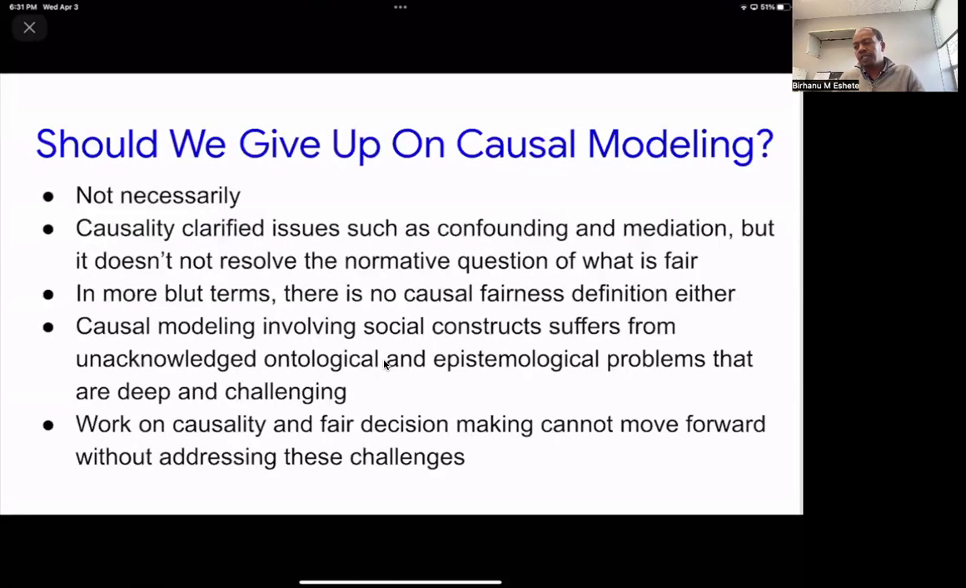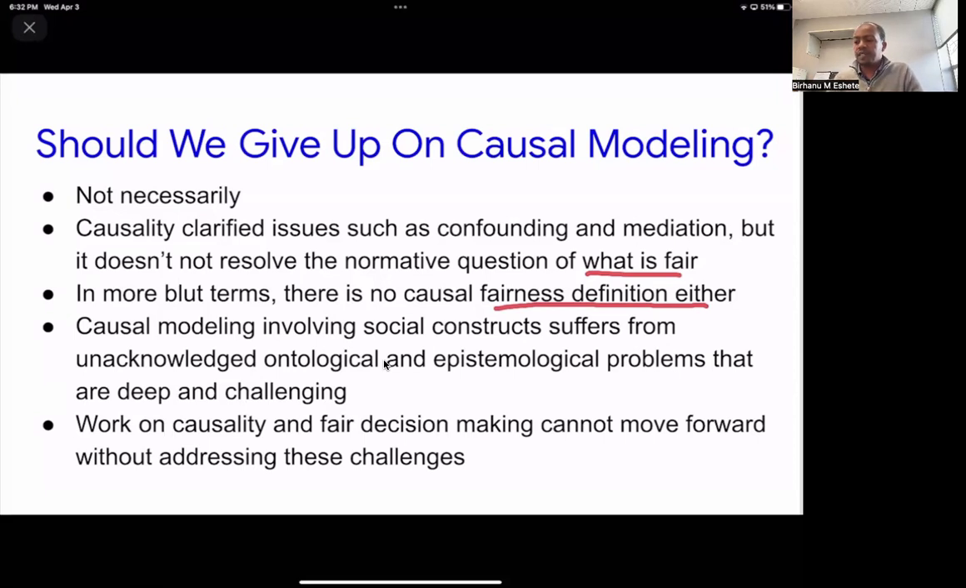So you might wonder, should we give up on causal modeling? The answer is generally no, because this is still a work in progress. So we would see more formalisms in the future. But causality basically clarified issues such as confounding and mediation, but it doesn't really resolve what we call fair, okay? So basically, there is no causal fairness definition either. We don't have the statistical definition of fairness. We don't have the causal definition of fairness either.